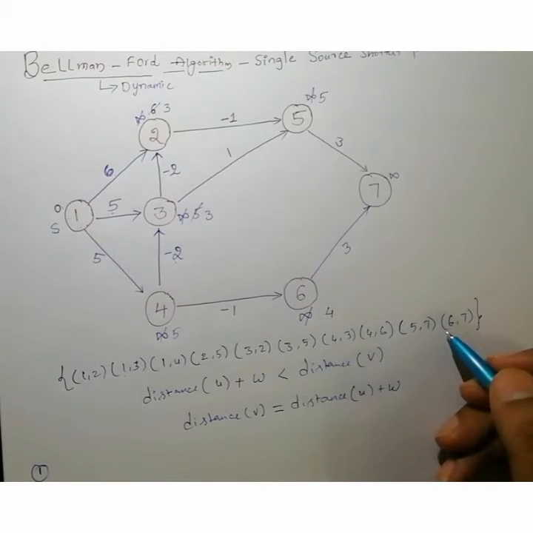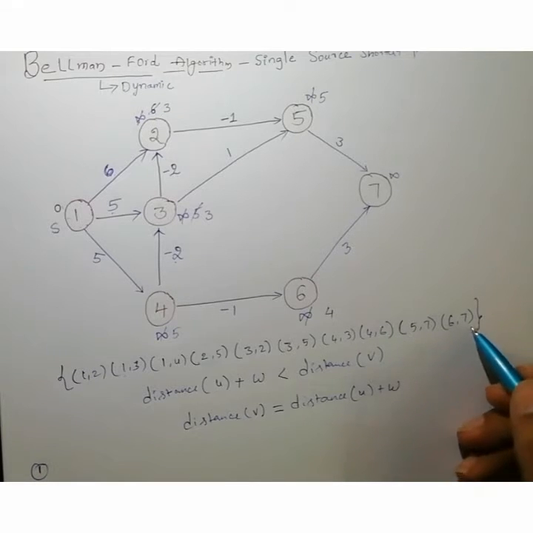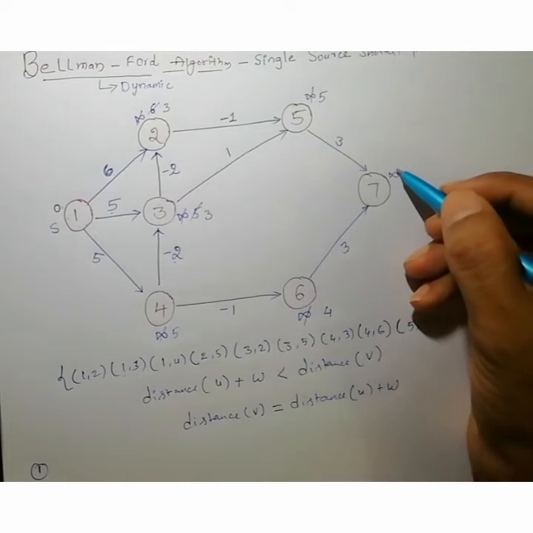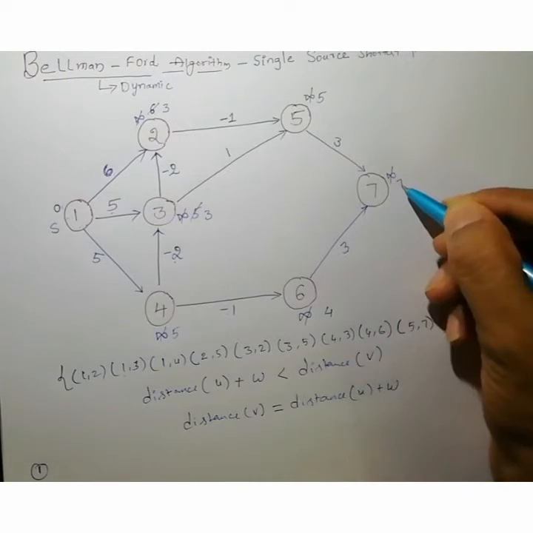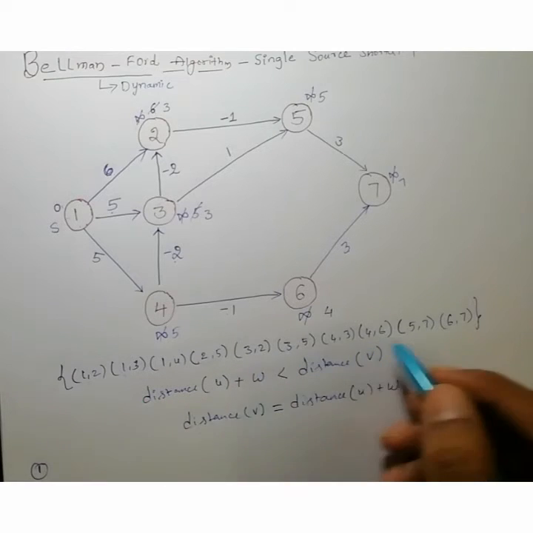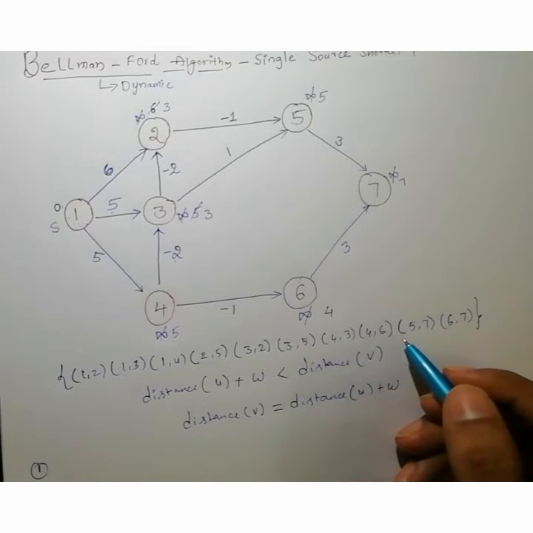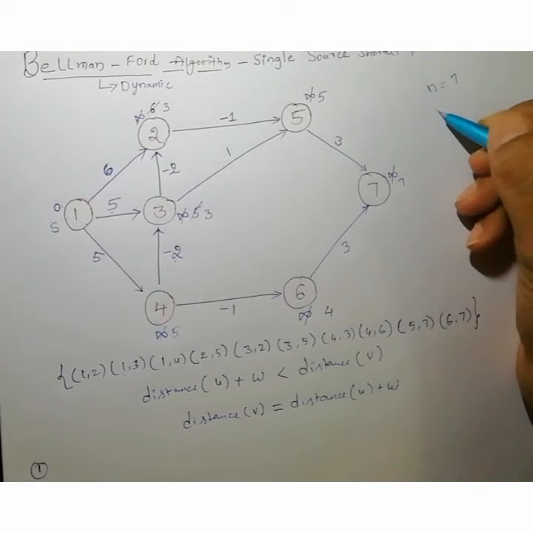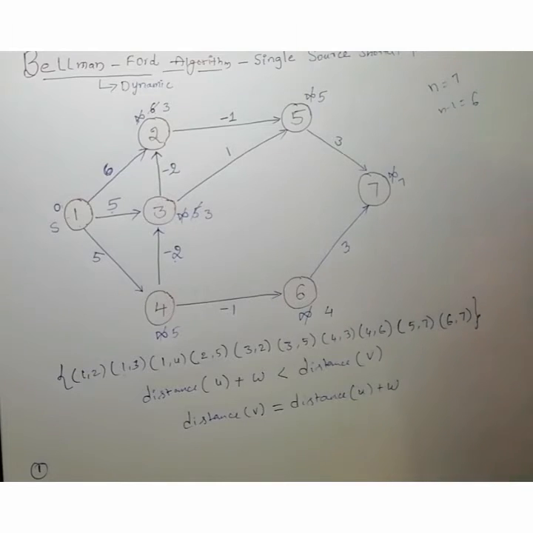Next, just check from edge 6 to 7. So 4 plus 3, that is 7. Is 7 less than infinity? Yes, if it is, it is updated to 7. So the first iteration is over. Next, the same step, how many times do I have to repeat? n-1 times. So n is 7. So n-1 times means 6 times I have to repeat.